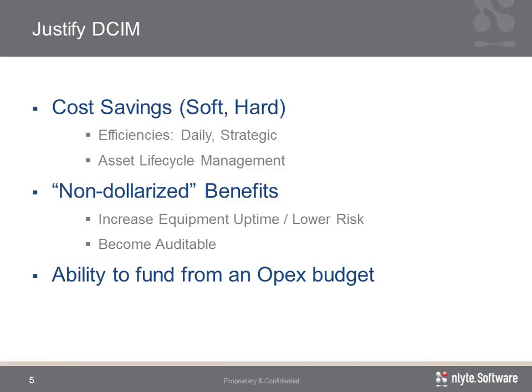So, last bullet, ability to fund from an OpEx budget. OpEx gives you some flexibility you don't have whenever you're doing your capital expenditure. By taking DCIM to the cloud, this makes it a subscription service. It falls right into the operations expenditure. And the other key component, besides being OpEx, is it reduces your total cost of ownership. You get the full capabilities, but it's in a cloud-based service.